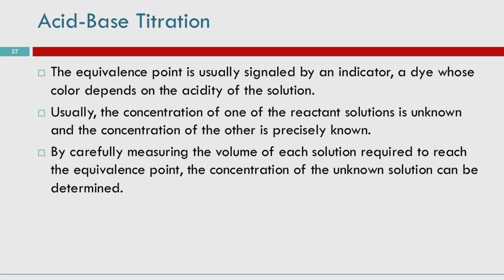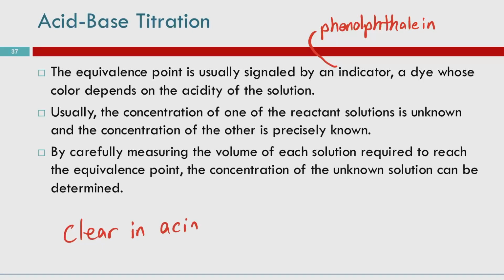All right, so the equivalence point is usually signaled by an indicator. The indicator that we're using is phenolphthalein. This will be on our spelling test. Oh wait, we don't have a spelling test, so you don't have to know how to spell it. Phenolphthalein. It's clear in acidic solution. This is part of the reason why we have the acid with the indicator, because if you put it in the base, then it'll just always be pink.